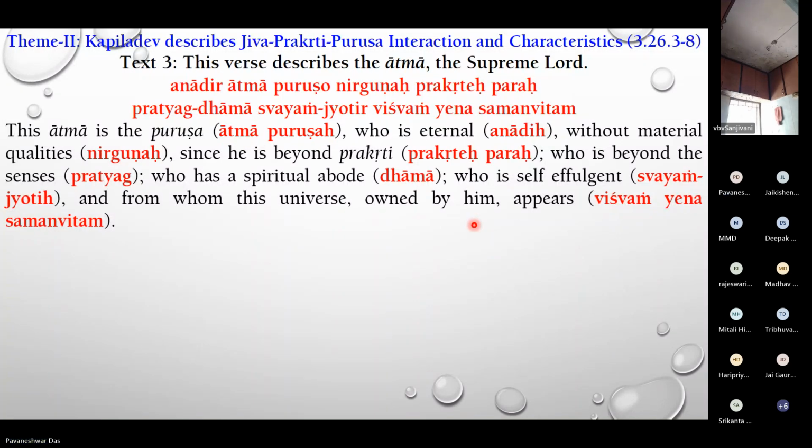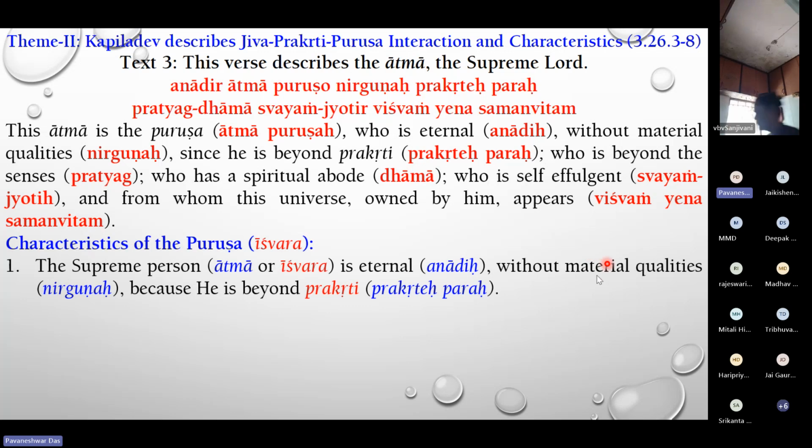So if he is staying outside the three modes of material nature, outside the person's perception, and he has his own Dhama, what is the connection between that Dhama and our Dhama? From whom this universe owned by him appears. He is staying in his own Dhama, and from him comes this material world in which we are staying, which we consider as our Dhama. That means he is the source of our Dhama, and he has his own Dhama. These are different attributes of the Supreme Lord. This verse talks about the different attributes and qualities of Mahavishnu.